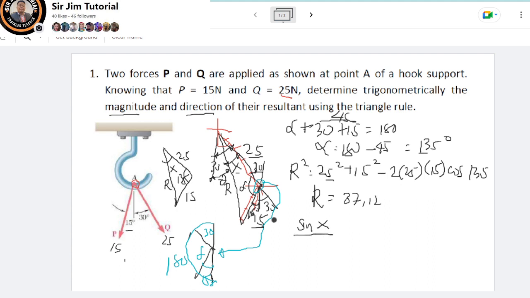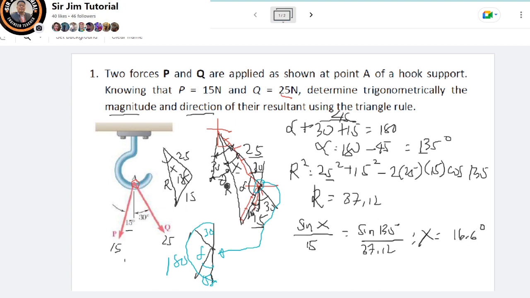So sine of x over 15 is equal to, we can use the resultant R, which we already calculated, 37.12, and then, angle first, sine of 135, all over 37.12. Therefore we can compute here x equals to 16.6.